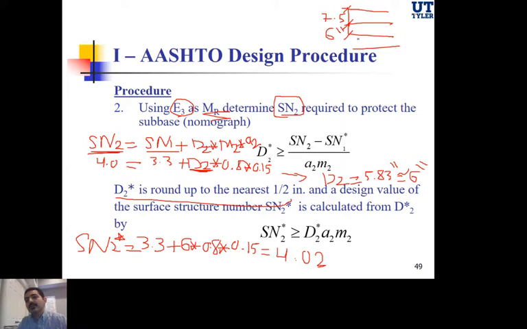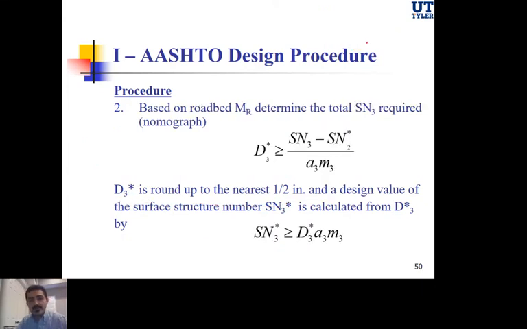All right. So now we're down to the third layer. I need to revise. This is actually the third step, not the second. So the third layer is the same exact thing. I have now SN3. How are we going to get to the nomograph? Since I'm designing the third layer, which is the sub base, I need to use the modulus underneath it to get to the nomograph, which is in this case the resilient modulus of the soil.